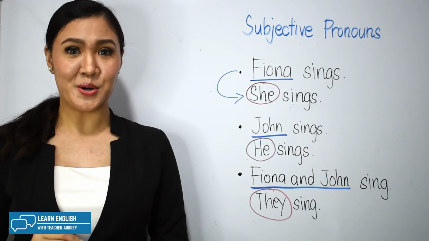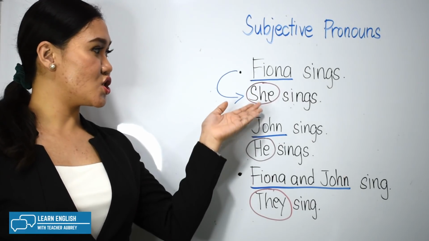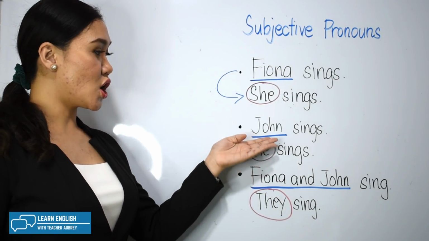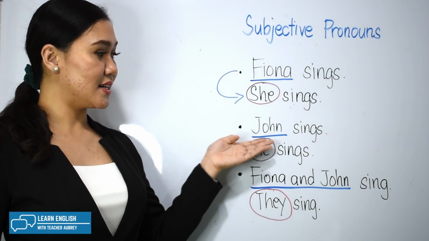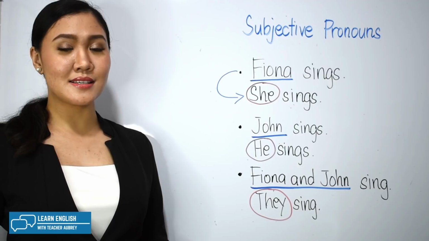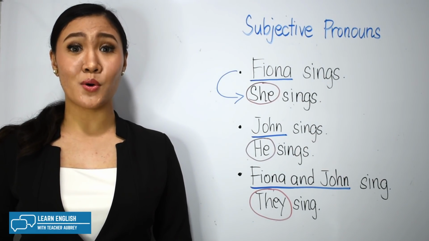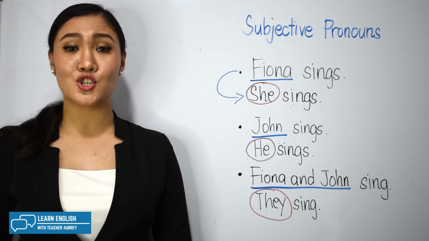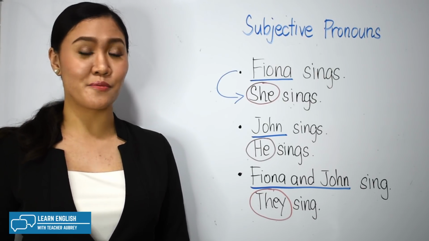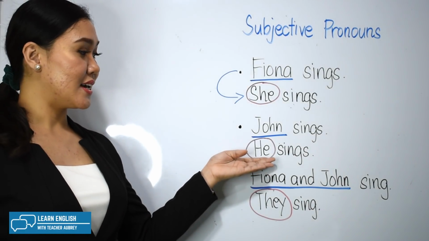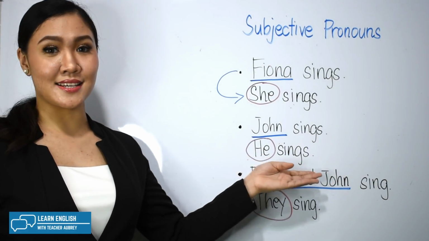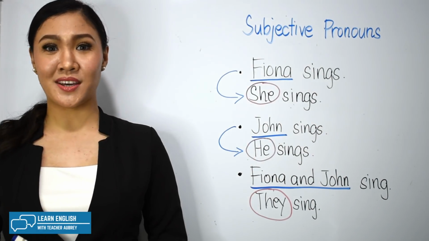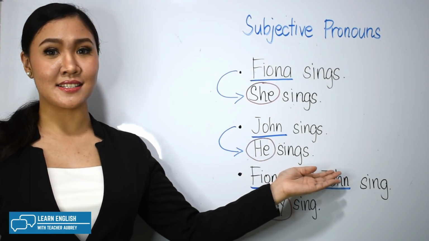Because Fiona is a girl, we have to use she. She sings. For the second example, John sings. In this sentence, John is a boy, a male. So to substitute John, we need to use the subjective pronoun he. He sings. We change John into he because John is a boy.